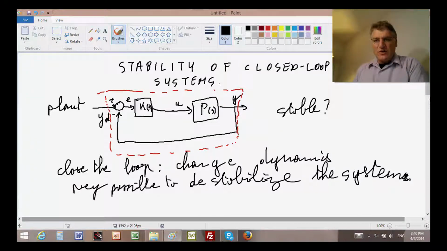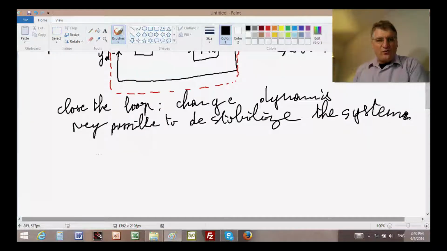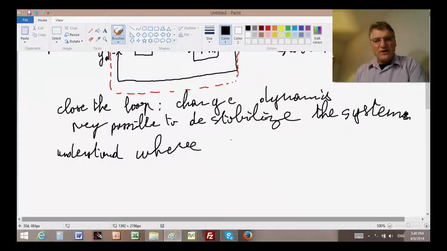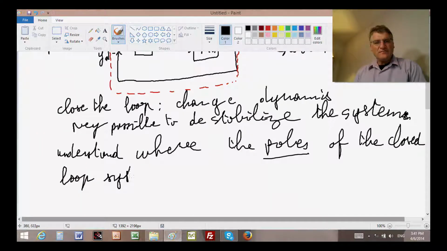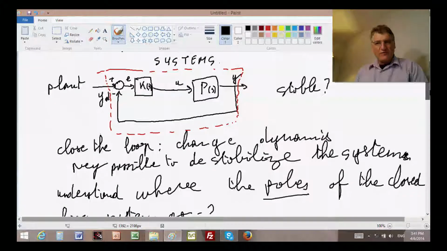So the way to understand this is that what we want is to understand where the poles of the closed loop system are, where they go. And for that, we need to understand what the poles of the closed loop system are.